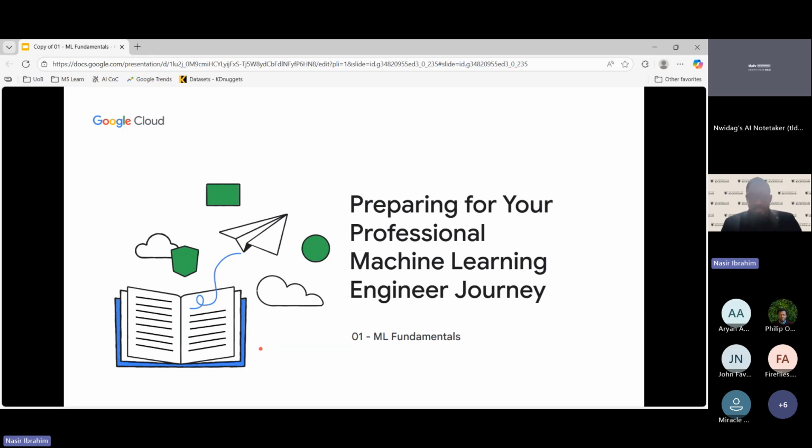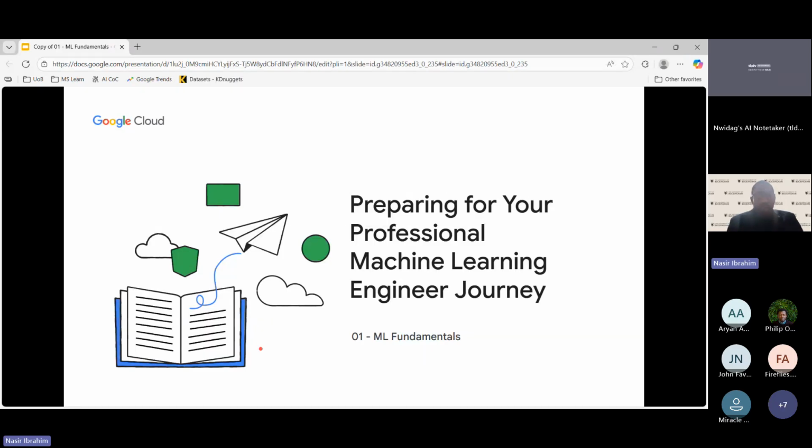Okay, I understand that you're preparing for a professional machine learning engineer certification, and this is part of the study, to get a study group together and go through the learning journey as well.